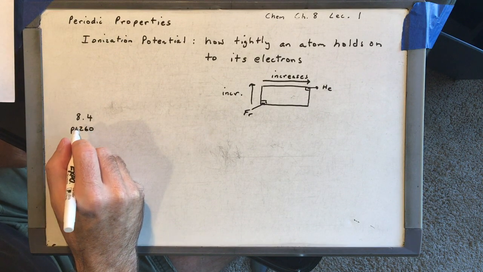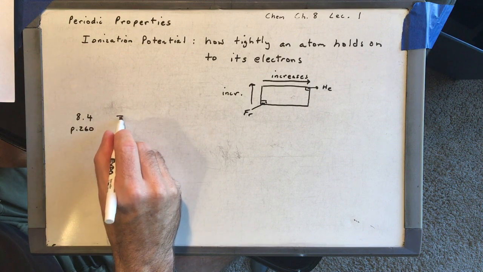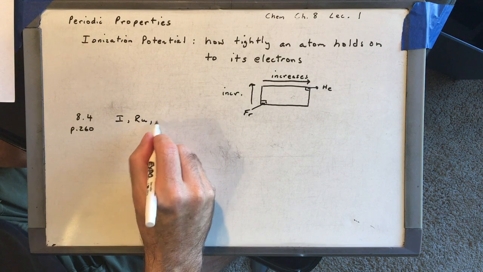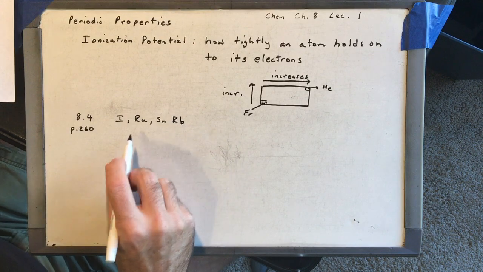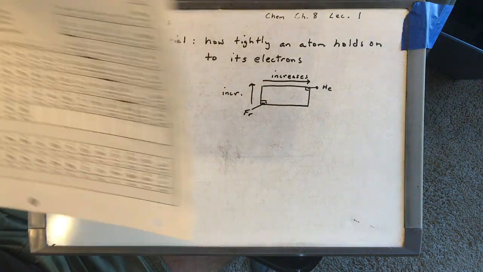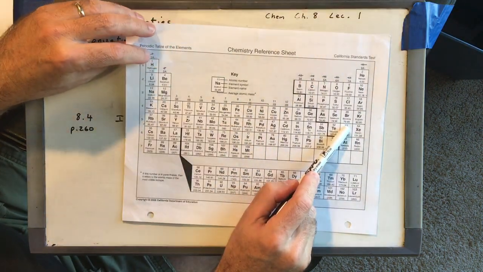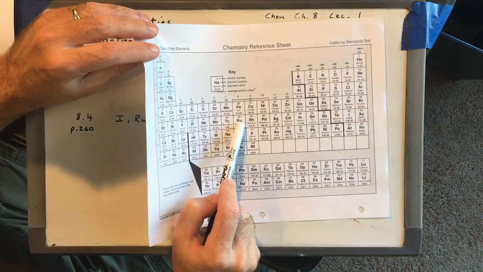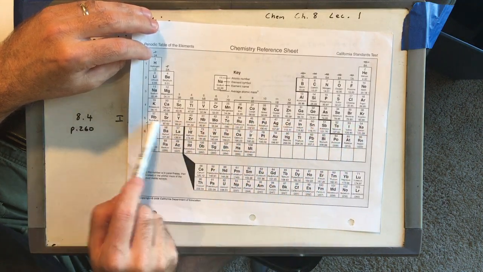All right, it says order the following atoms in terms of increasing ionization potential. So it lists iodine, ruthenium, tin, and rubidium. So which one has the highest, which one has the lowest? If it's increasing, we're going from low to high. All right, so of those four, here's iodine way over here. Rubidium is way over here. Ruthenium kind of in the middle. And then tin is right here. So they're all on the same row.